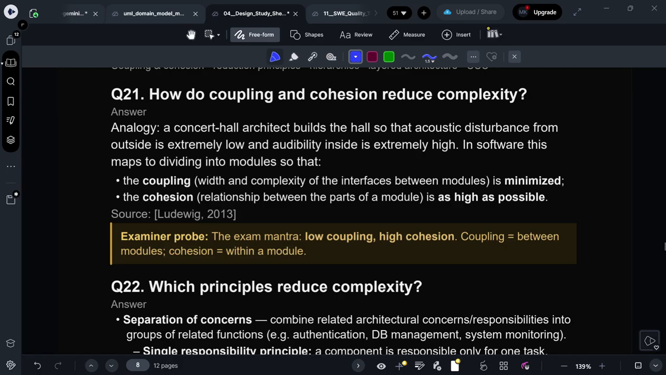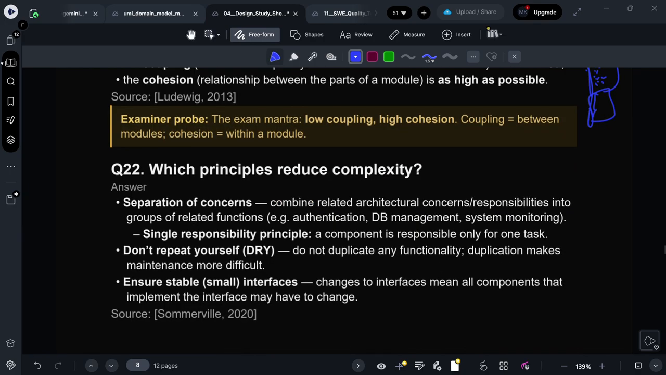Coupling is between modules. Cohesion is within a module. So coupling is between two modules, and cohesion is within a module. Coupling is the width and complexity of interfaces between modules, so how complex they are connected together is minimized. And cohesion is the relationship between the parts of a module. So the relationship between this part and this part within a module is as high as possible. So they are as tightly packed as possible. One module on its own is tightly packed, and the way it's connected to others is highly loose.